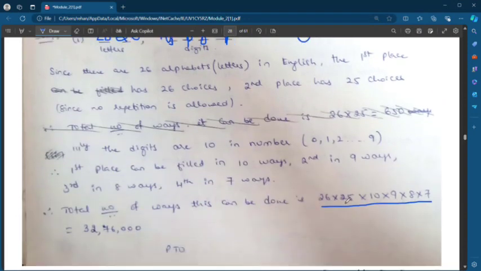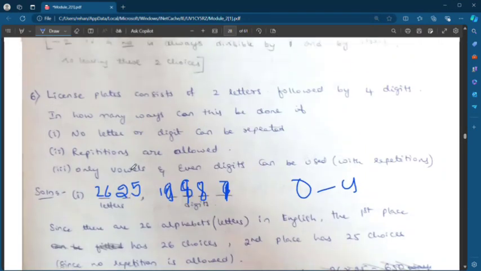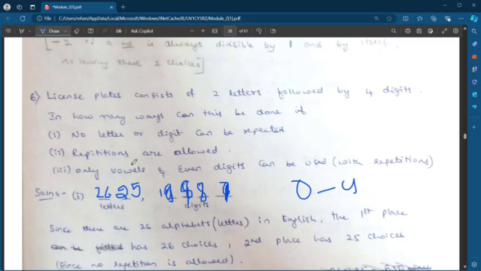Okay, so I have to multiply 25, 26, 10, 9, 8, 7. So I'll get this number, either written as 32.76 into 10 to the power of 5 or in full form. Then the second question they have asked here: repetitions are allowed. If repetitions are allowed, here 26, here 26, here 10, 10, 10, 10.